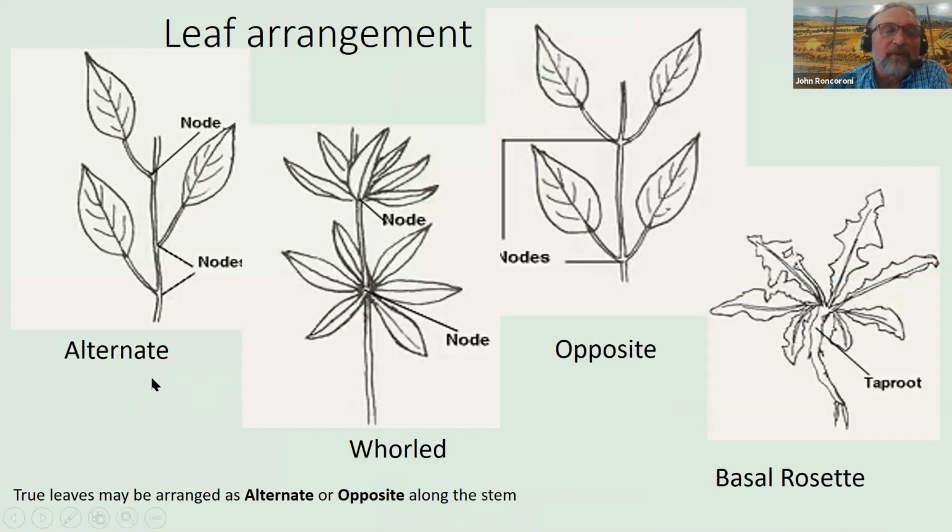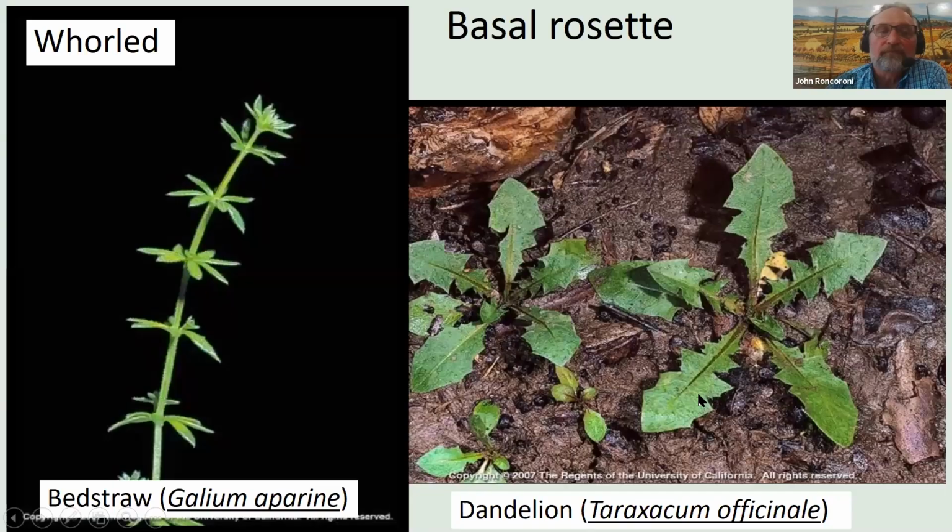And then leaf arrangement. They're either alternate, whorled, opposite, or like our old friend dandelion, coming from that basal rosette. And here we have bedstraw with those whorled leaves. And I think you all know bedstraw. It's the one you like to put on your shirt and it hooks. So that's what a whorled leaf arrangement looks like. And again, as I said, dandelion with those leaves coming straight out of a basal rosette.